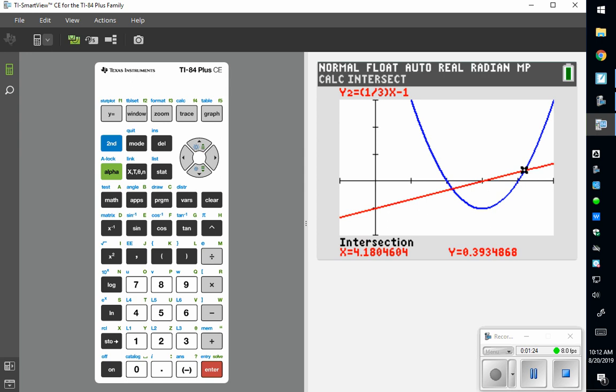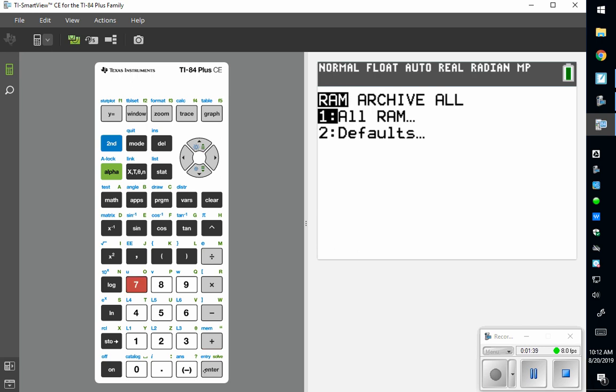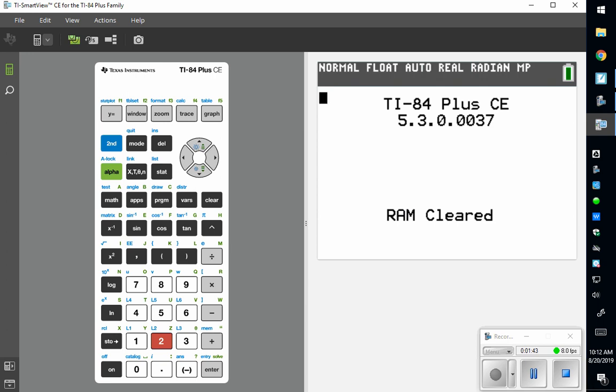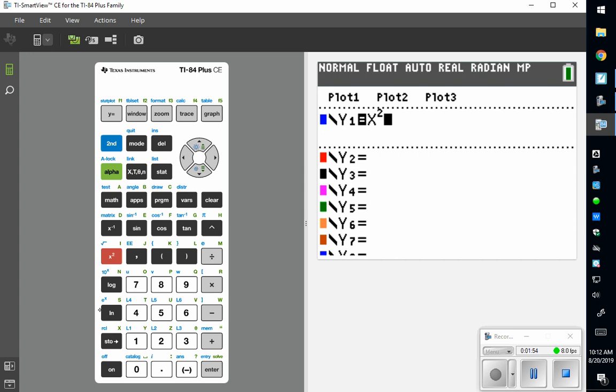You may have other things going on with your calculator from whatever you did last time, so it would be wise to go ahead and clear the memory. Press second plus, go into the memory menu, and then number 7 is reset, and then press enter for all RAM, and then number 2 for reset. The other thing you could do is, instead of resetting the memory, go into y equals and clear whatever's there. Okay, so let's type in our function. We have y equals x squared minus 3.